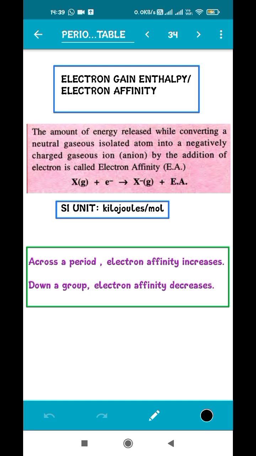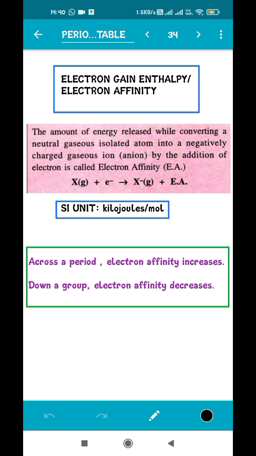The amount of energy released while converting a neutral gaseous isolated atom into a negatively charged gaseous ion by the addition of an electron is known as electron affinity. In the previous case, we saw that the neutral atom was converting into a positive ion. But in this case, the neutral atom is converting to a negative ion by taking an electron. So the amount of energy released in this case is known as electron gain enthalpy or electron affinity. So obviously electron affinity is more for non-metals and less for metals. We'll see what will happen when we move across a period and when we move down the group.